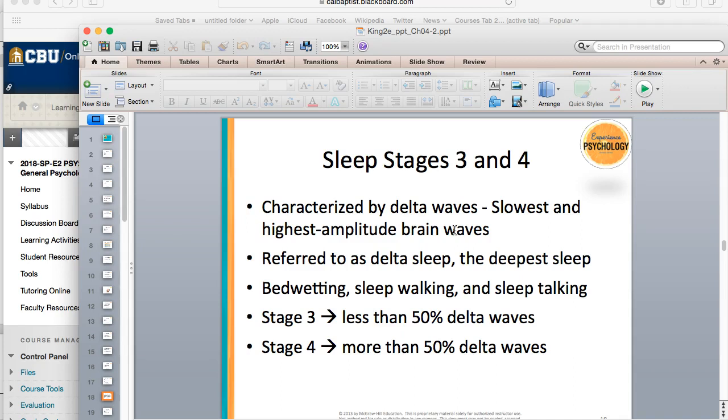So delta waves, of course, are the slowest and highest amplitude of brain waves, and this is where sleep is monitored. So the deeper sleep you are, the more delta waves you have, and the less you have, the lower range in sleep stage you're in.